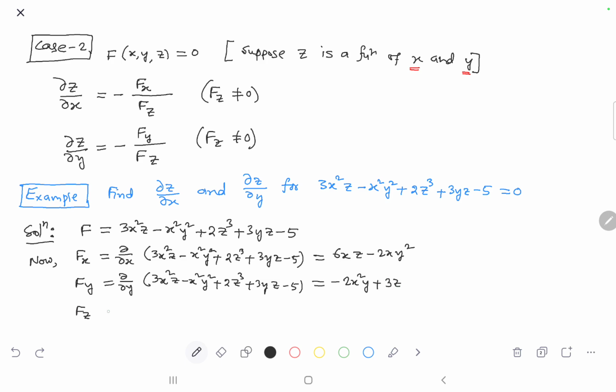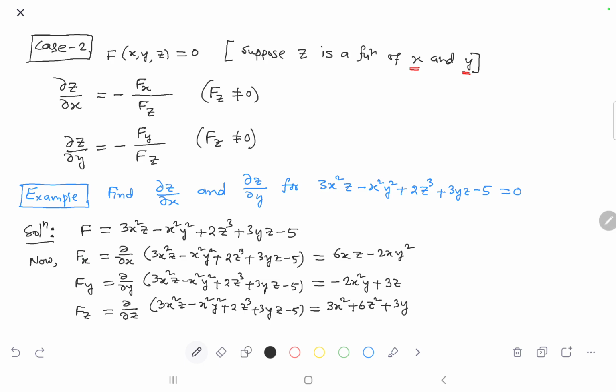What should we get for f g? f g will be del g of this expression, 3x square g minus x square y square plus 2g cube plus 3yg minus 5. So with respect to g, what do we get? It will be 3x square, then it will be 6g square, and plus 3y. With respect to g, we just take the change.